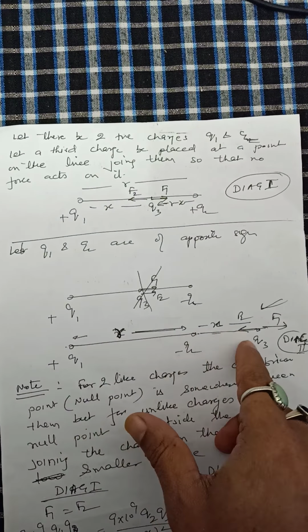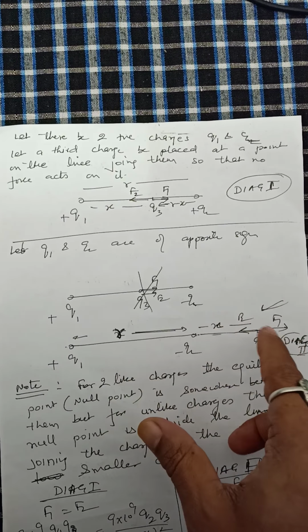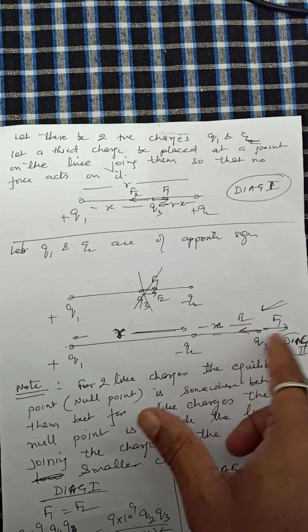We place Q3 outside the line joining the charges. So Q1 is positive, it is repelling Q3, Q2 is negative, attracting. At this place we observe that the forces are opposite to each other. So this is the place where the net force can be zero.